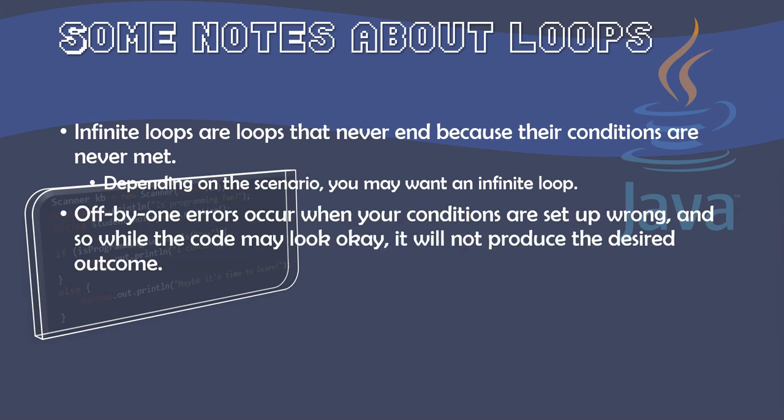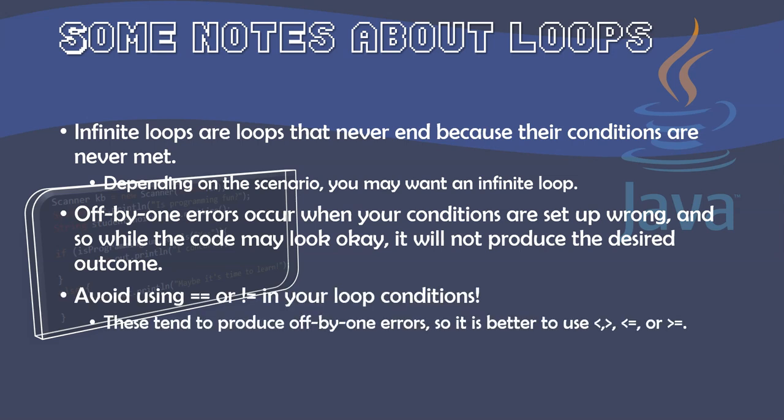Now, loops, of course, are subject to their own set of errors, the most common of which is an off by 1 error. This occurs when your conditions are set up wrong, and so while the code looks okay, it's not going to give you any compiling errors or anything like that. It won't produce the desired result that you want your code to do. Some of this can be avoided by not using equals equals or not equals in our loop conditions. It's fine to use these in an if statement or something like that, but a lot of times when we're looking at our loops, we actually want to use less than, greater than, less than or equal to, or greater than or equal to, because it helps avoid those off by 1 errors.